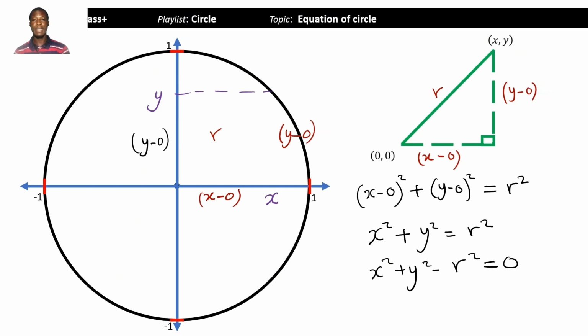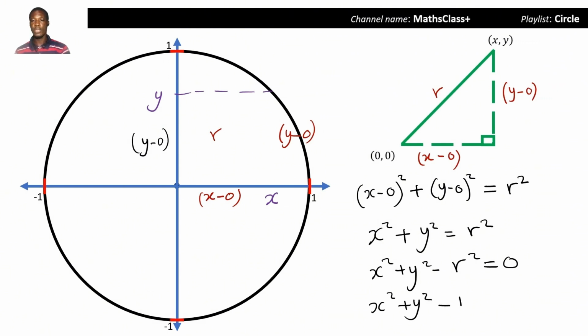And for this specific circle, because we know the value of r, which happens to be 1, the equation of this particular circle will be x squared plus y squared minus 1 squared, which is 1, is equal to 0. I hope this is understandable.